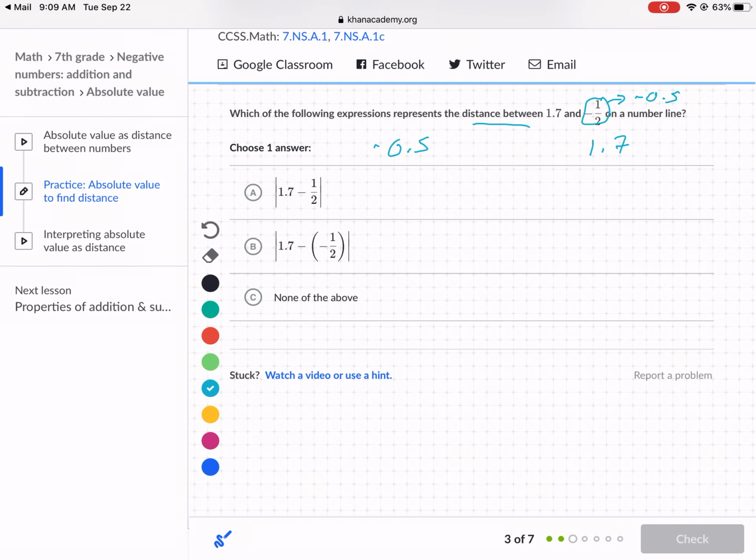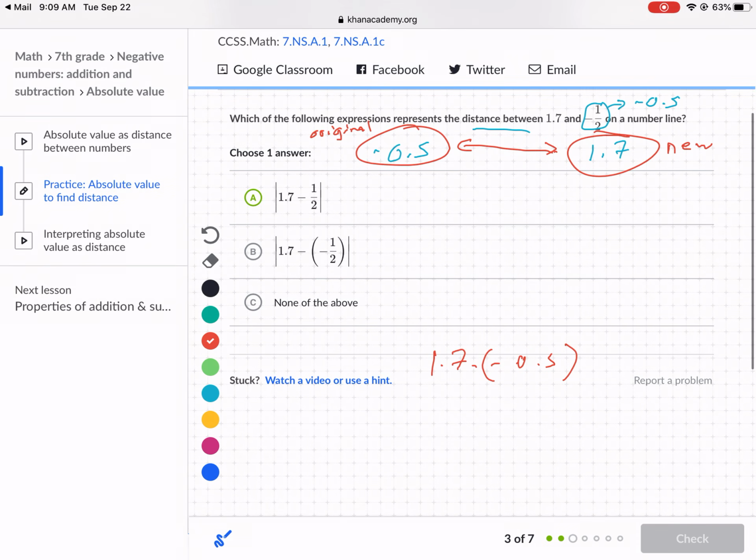So what we're going to do is subtract one from the other and find the absolute value. Okay, so we always want to take our new amount from the original amount, left to right. So new minus the original. So if we want to find that total distance here, we do 1.7 minus a negative 0.5. That would definitely tell us the absolute value. If we do this, okay, we're adding the two together.